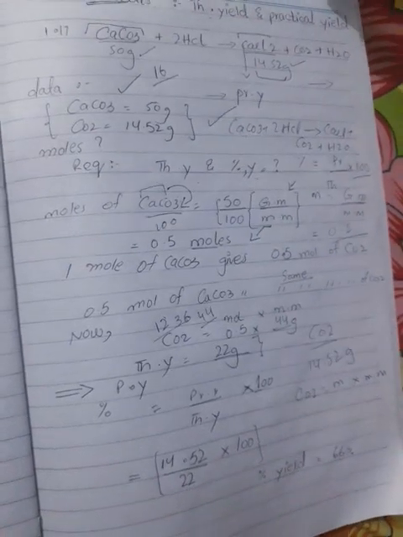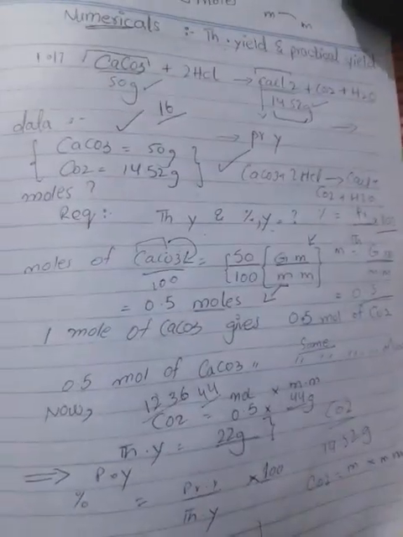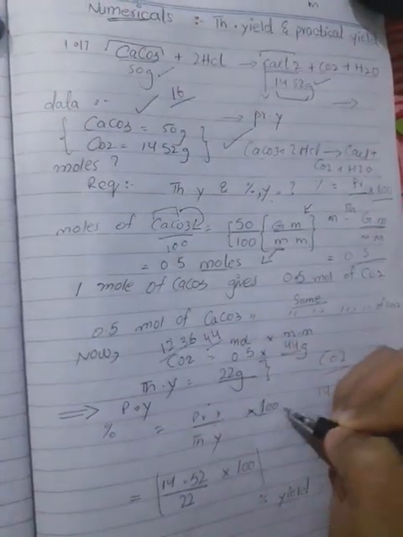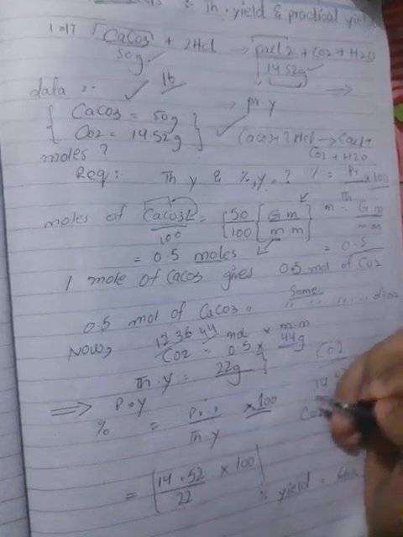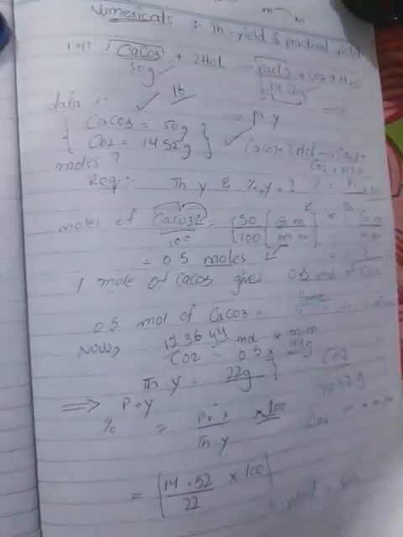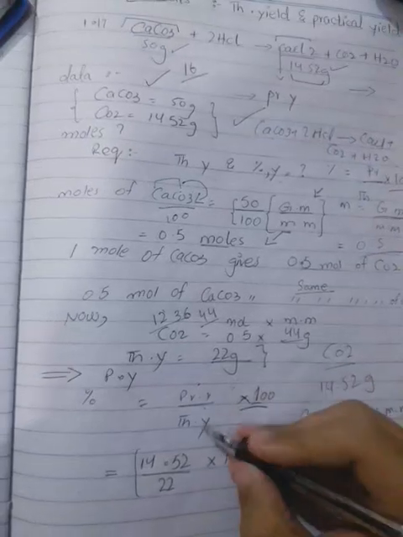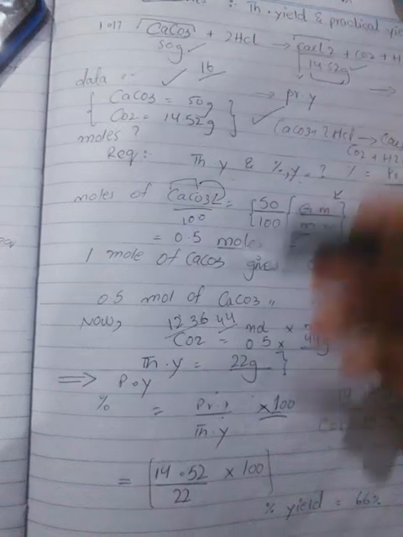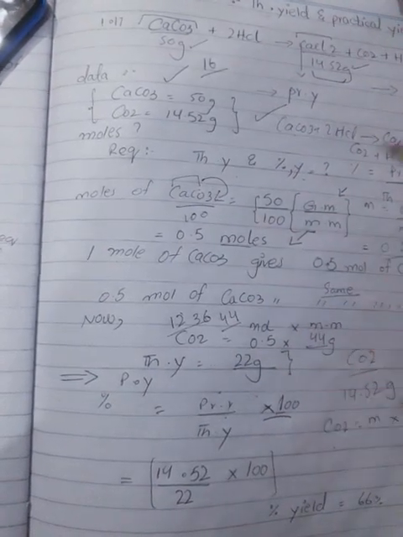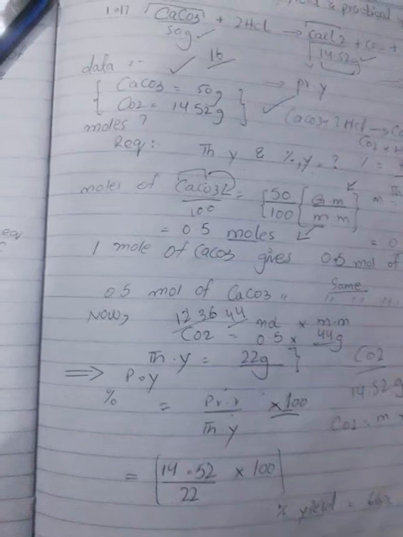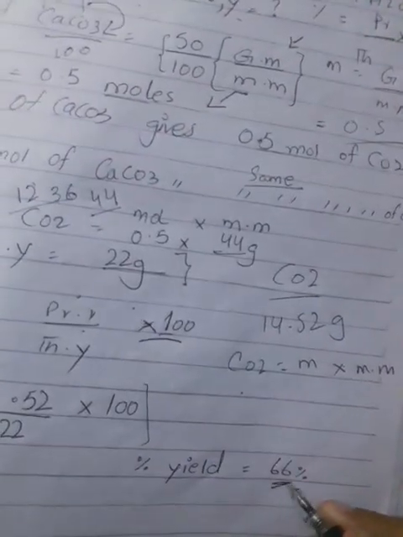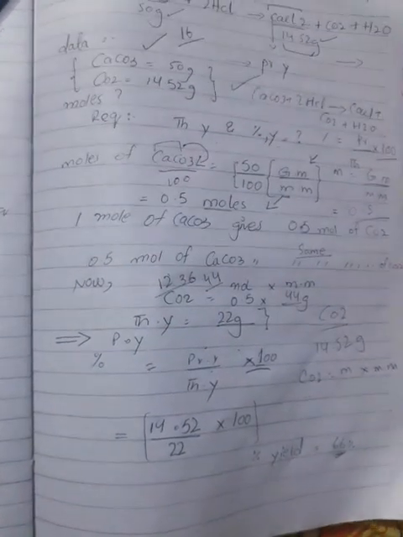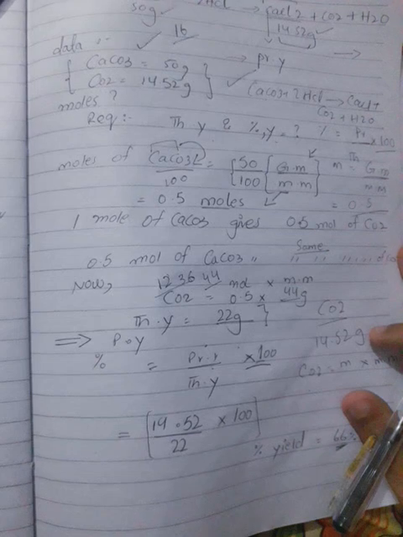Now, how will you find the percentage yield? As I taught you about the formula above, practical yield upon theoretical yield multiplied by 100 will give you the exact amount of percentage yield that is asked. So you'll put your practical yield as per the equation and your theoretical yield, that is 22, and multiply it by 100. That will simply give you the answer as 66. So yeah, that was how we solved our first ever numerical.